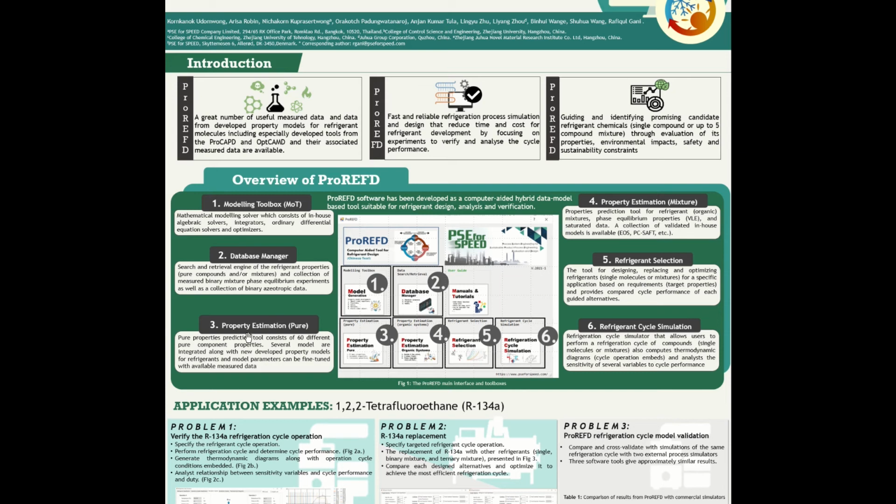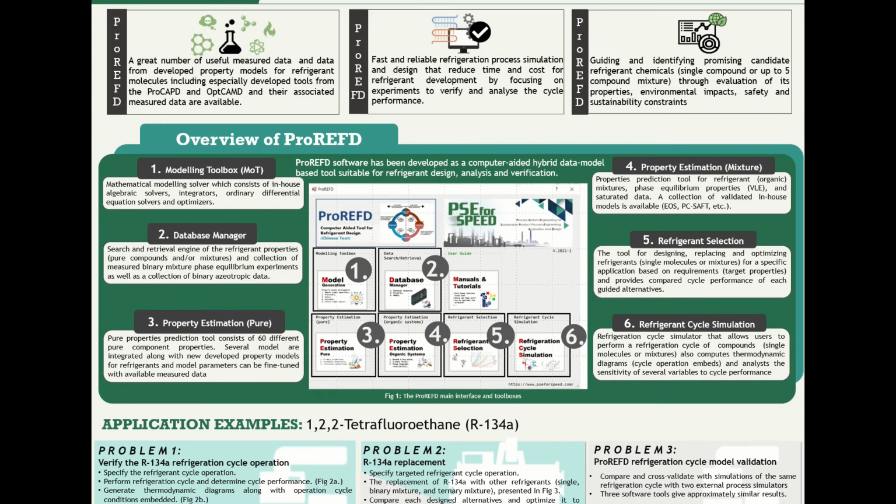And next is property estimation for pure compounds, or PEER. This toolbox is for pure compounds and allows users to predict 60 different pure compound properties, and other property correlations such as heat of vaporization or heat capacity. Fourth, property estimation for mixtures. This toolbox provides the predicted properties for refrigerant organic mixtures that are needed for the refrigeration system design and analysis. Also VLE data and saturated conditions as well as properties for a given phase.